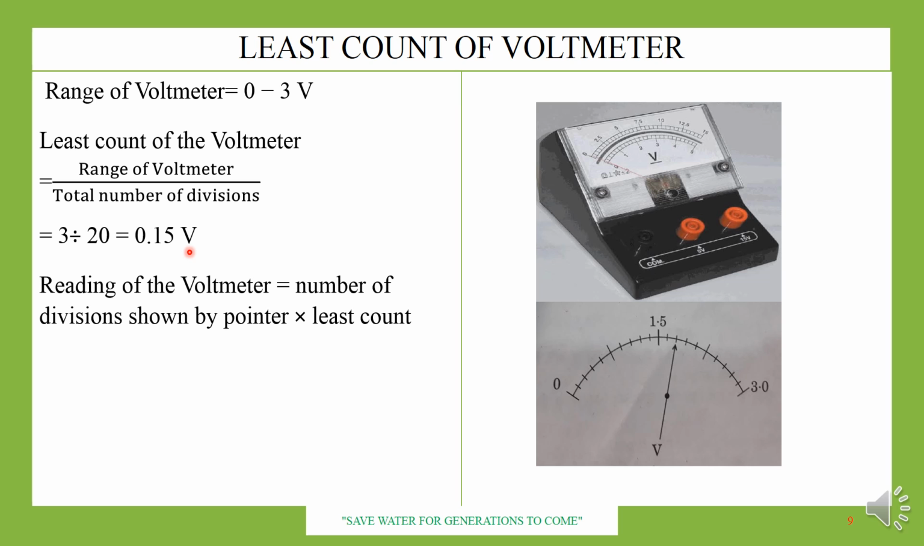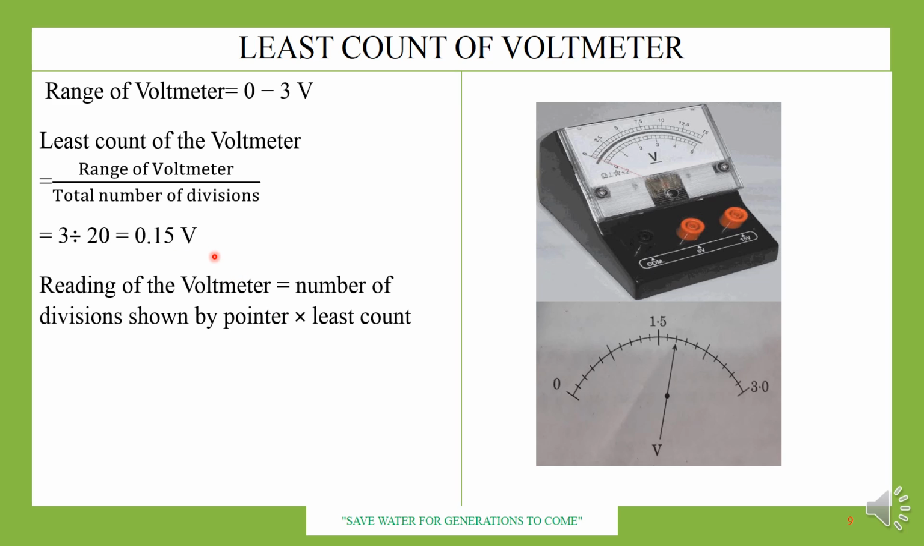Now, reading of the voltmeter, how do we read it? How will you find the reading? The needle is here. What is the reading of this voltmeter? What is the potential difference being measured by this voltmeter? So the reading of the voltmeter is equal to the number of divisions shown by the pointer. You can see the pointer here. It is at 10, 11, and 12. It is on 12 into least count. Least count we have found is 0.15.